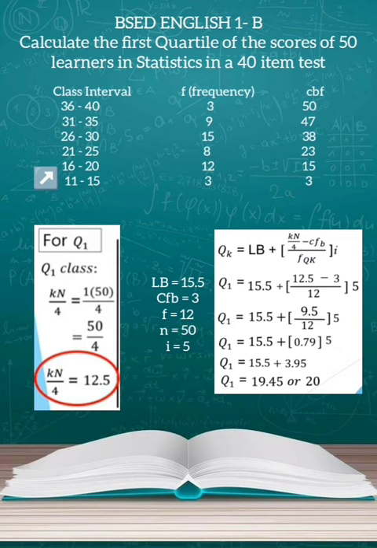First quartile is equal to 15.5 plus 0.79 times 5. So the first quartile is equal to 15.5 plus 3.95, first quartile equals 19.45 or 20. Therefore, 25% of the students have a score less than or equal to 20.